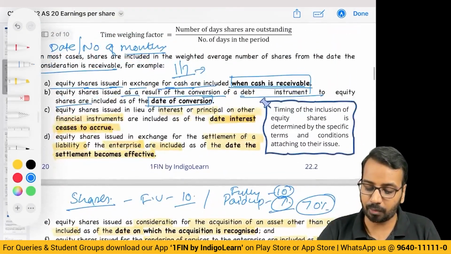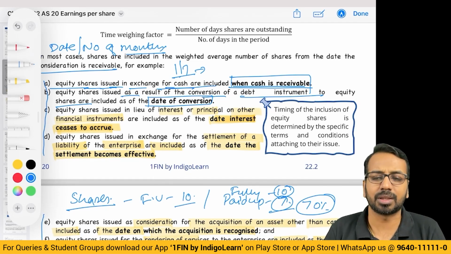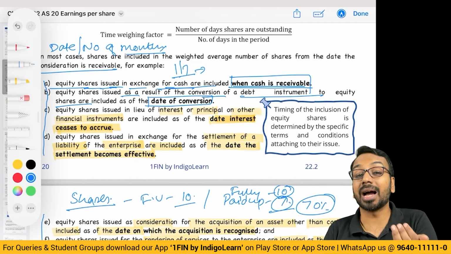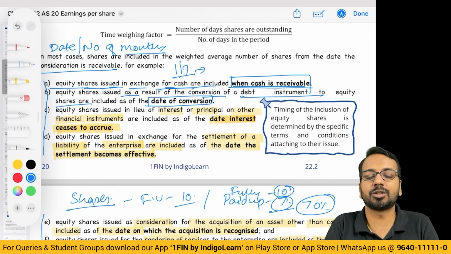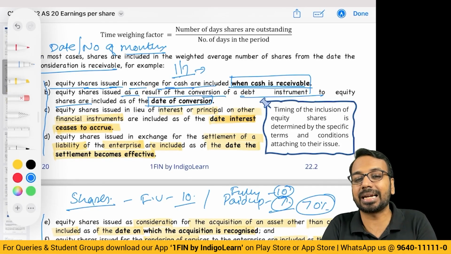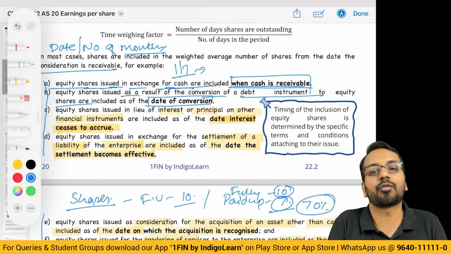Now here what you need to understand is these are generally not independently tested nowadays because of MCQ. They may ask, but generally there is not much of testing directly on these concepts, but you need to remember what is the date from which I should consider.